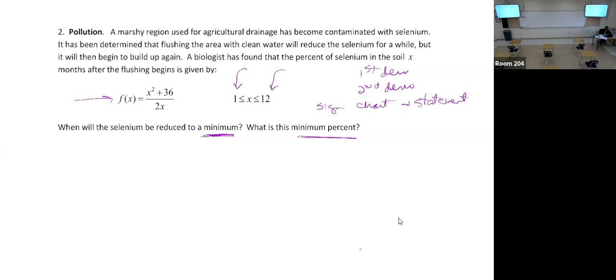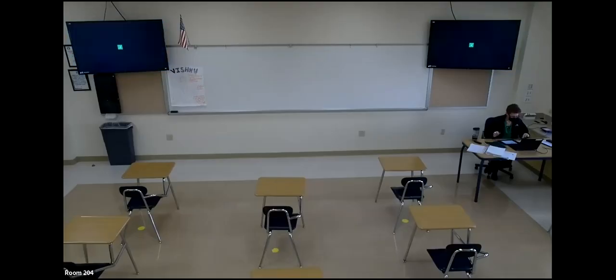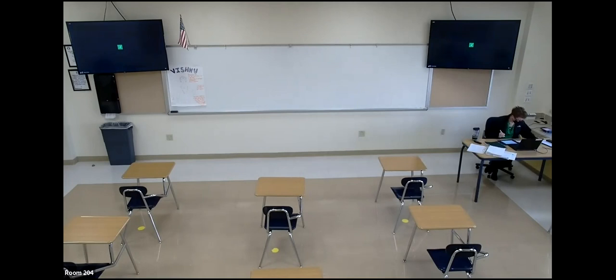Look at this function. You have to do the quotient rule to get your first derivative. So do the quotient rule, get your first derivative, and then start working through the problem, and we'll do the same thing. I'll start doing it on my end, and then I'll come on and talk about it with you. Remember, quotient rule is low d high minus high d low over low squared.